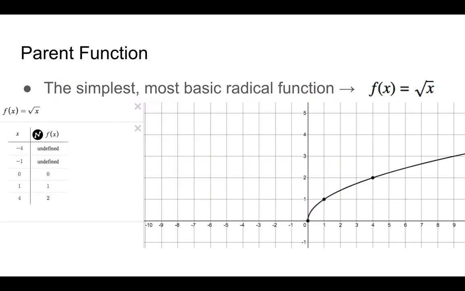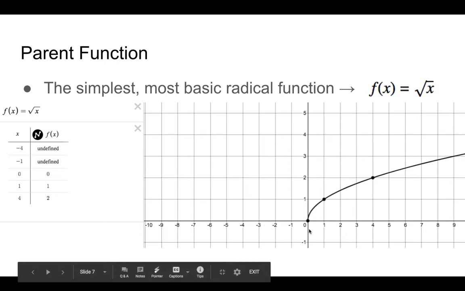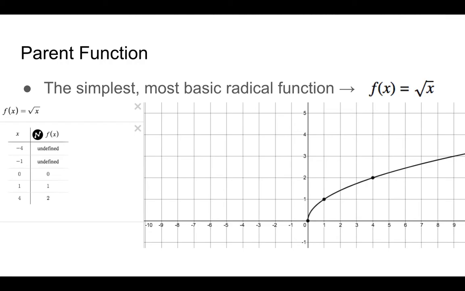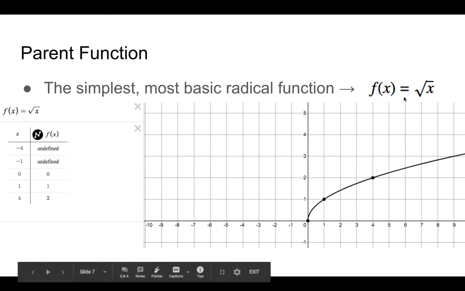The parent function, so the simplest, the most basic radical function that we could possibly have for this unit, this right here is our parent function. So f of x equals the square root of x, or y equals the square root of x, either one. Okay. This down here is the shape that our parent function makes. So this is the most basic radical function in the entire world. It is as simple as it gets when we're talking about the radical function family. So if I were to ask you what is the parent function for radicals, you would say f of x equals, or y equals, the square root of x. It's this one right here.